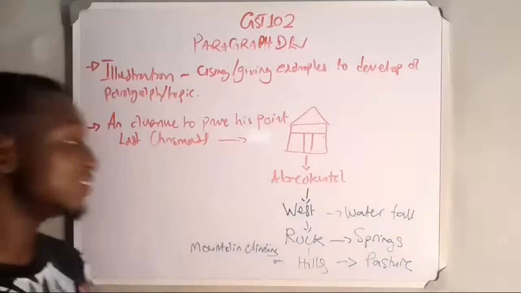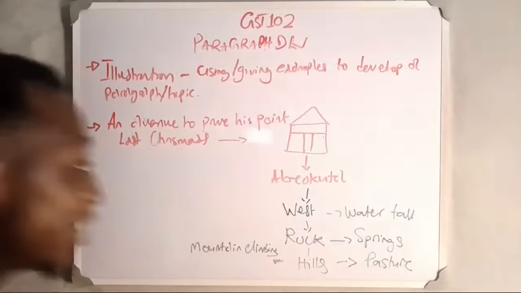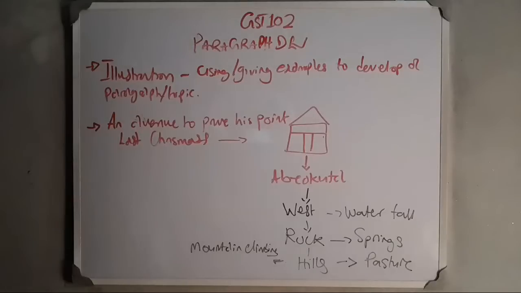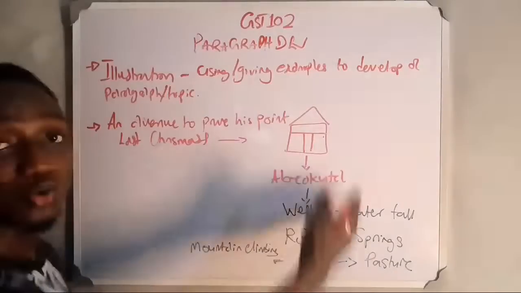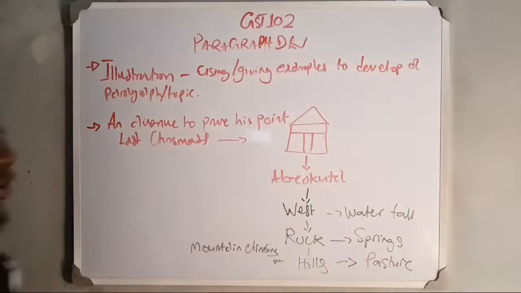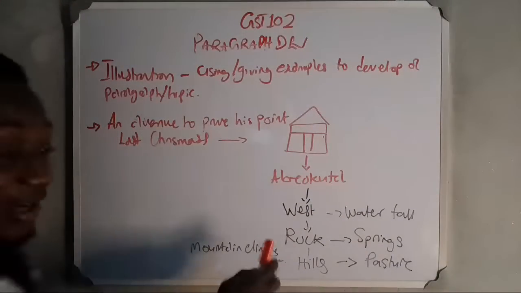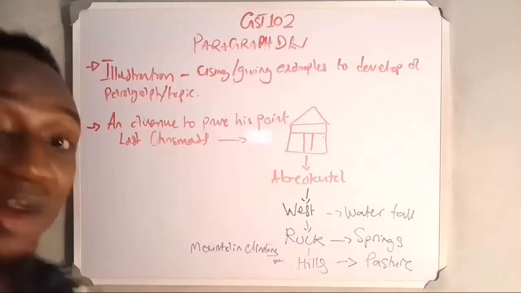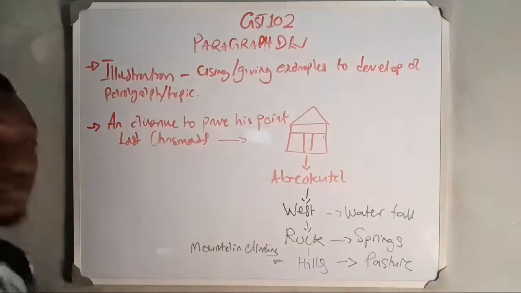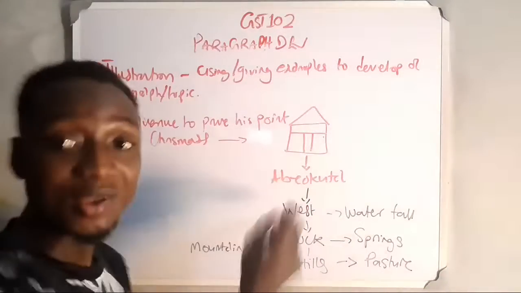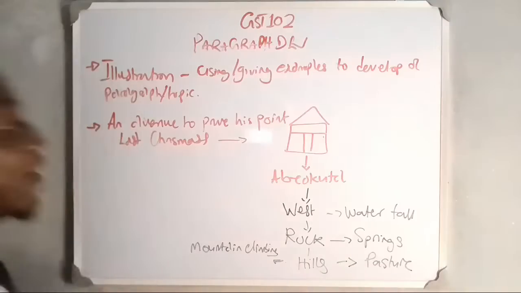Now you can imagine if you are talking about Abeokuta and you are now saying snow, all right, this is not a good example that goes with Abeokuta because Abeokuta happens to be in Nigeria where we hardly experience snow, not to even talk of the West. All right, so that's how it is.